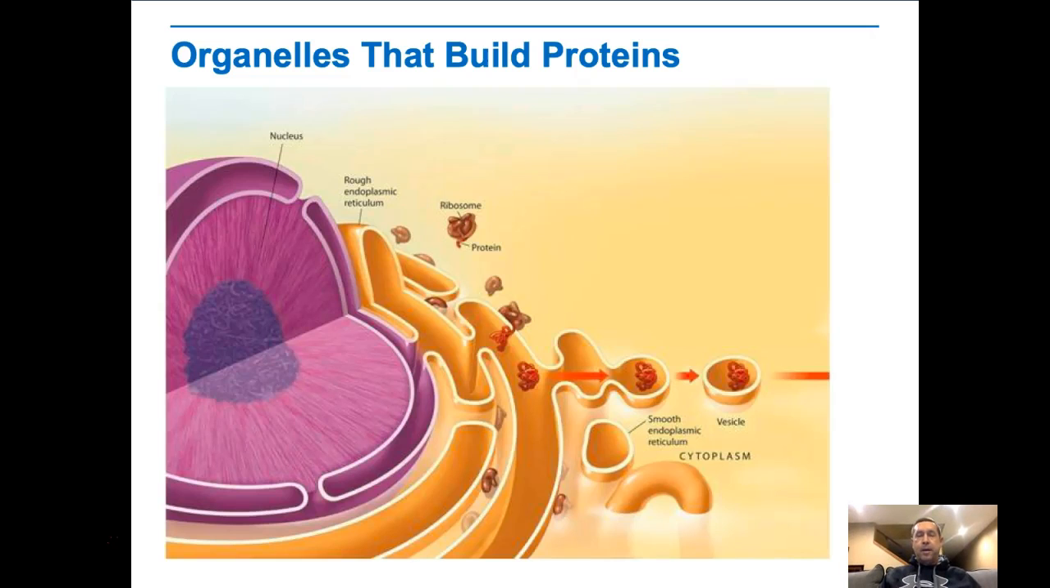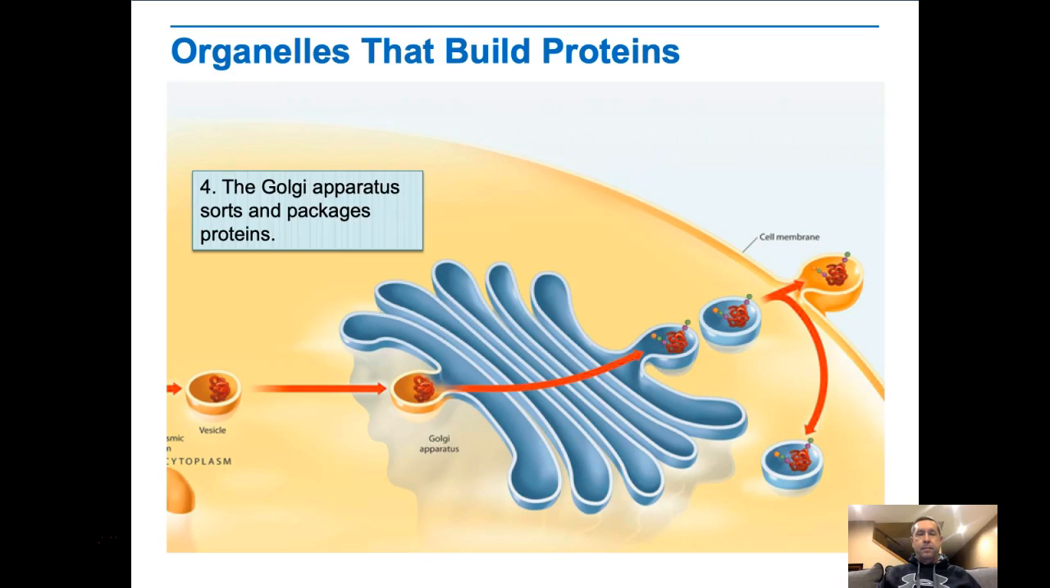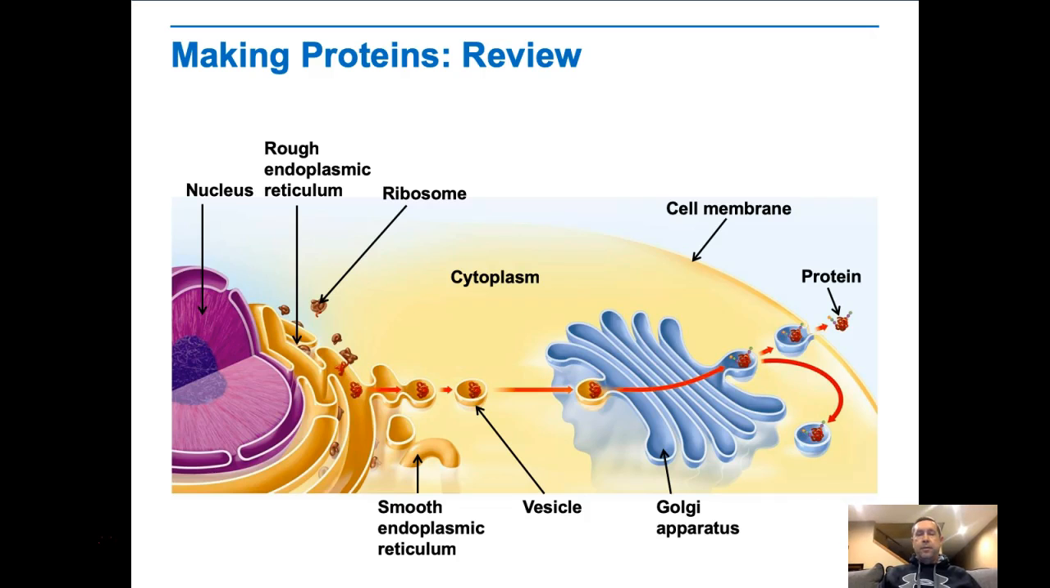You can see the process here. The nucleus contains the genetic material, which has the instructions on how to build the protein. The ribosomes are where the proteins are made. If the ribosome is on the rough ER, the protein is processed there, travels to the Golgi apparatus, where it's packaged into a vesicle and heads to the cell membrane where it leaves the cell. Here's just an overview of the process.